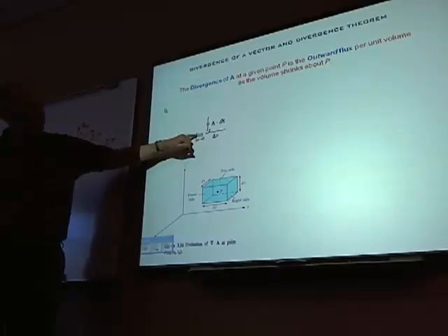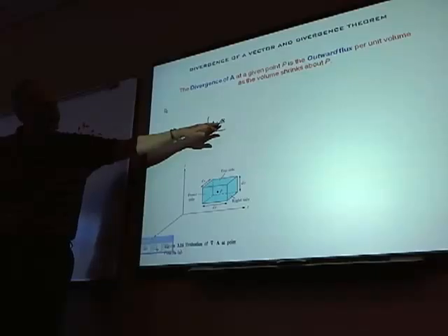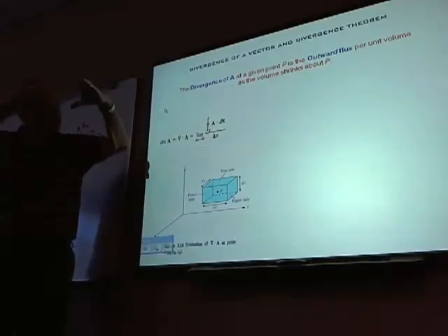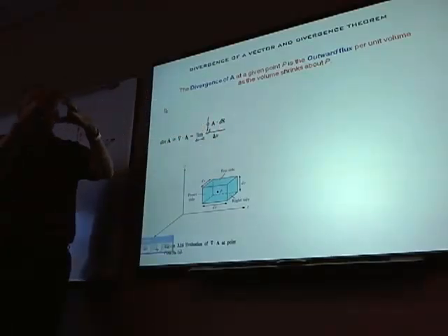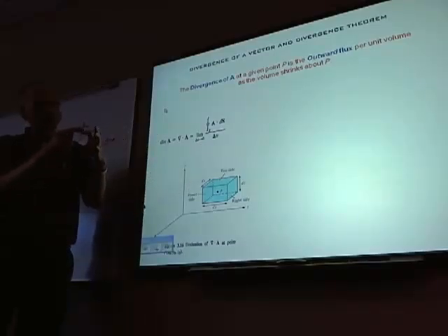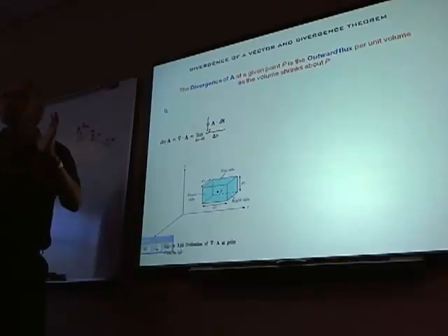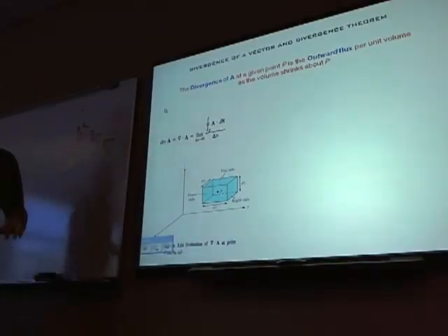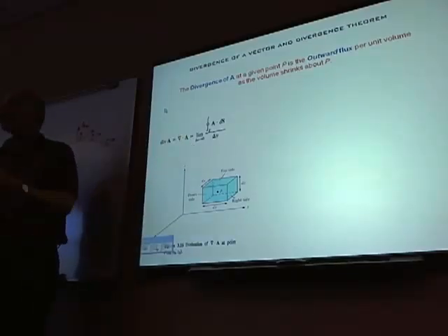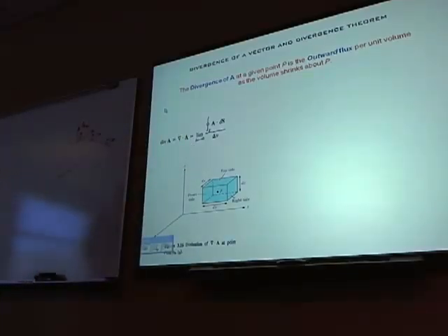Del dot A is equal to the limit as the volume shrinks down of the flux going through all this surface. This is a closed surface. And we start shrinking that volume down to a point, and as we do, how much stuff's going out of that surface? So that's the concept.